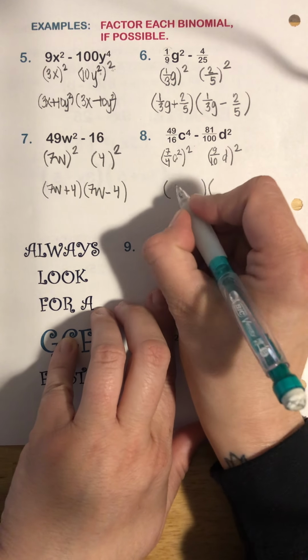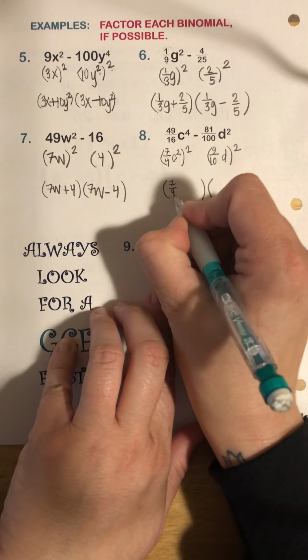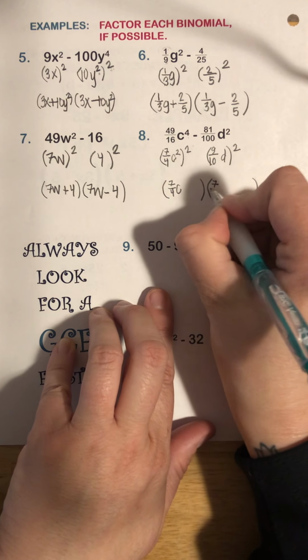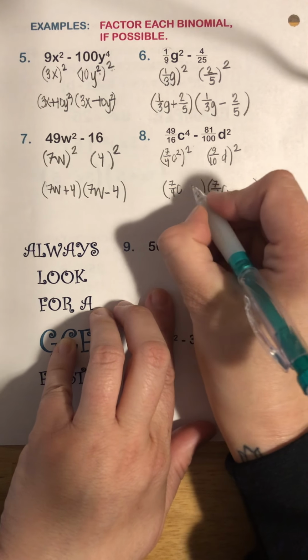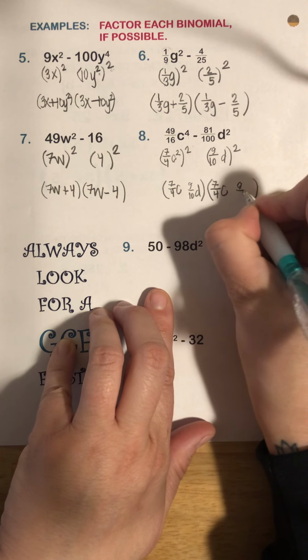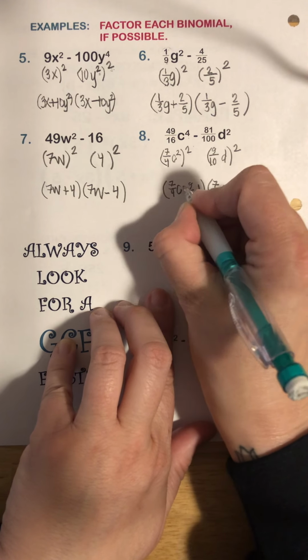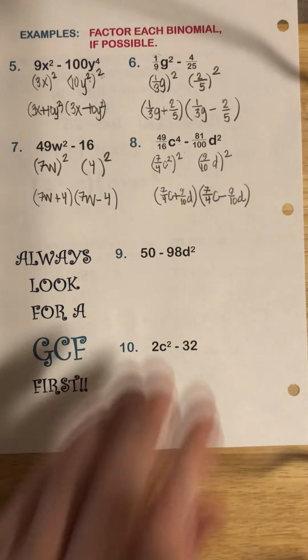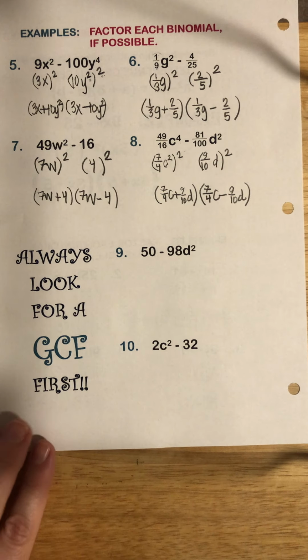Okay, so what's going to go in the front? Well, both of them in the front are going to get a 7/4 C. And then in the back, they're both going to have a 9/10 D. And then one needs a plus and one needs a minus, and we're done.